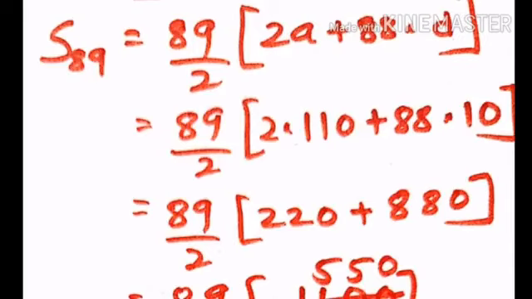So here S89 is equal to, using the formula, n by 2, 89 by 2, into 2a plus n minus 1, that is 89 minus 1, which is 88, into d. So 89 by 2, and in the bracket 2 into a is 110, according to the condition that the numbers are divisible by both 2 and 5, plus 88 into d, where the difference is 10. Now calculating in the bracket, 220 plus 880. Adding them we get 1100 in the bracket and 89 by 2 outside the bracket.